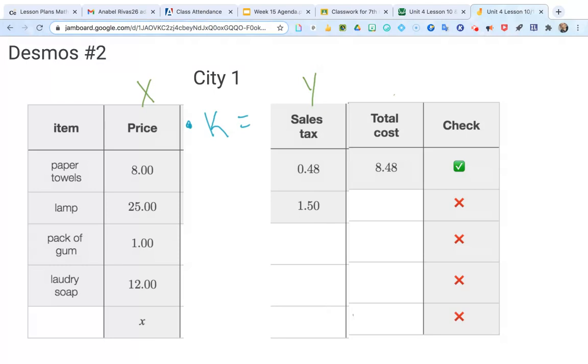So I'm trying to find out what is... okay, what is my tax? What am I multiplying by? So I'm going to multiply the price by my tax to get my sales tax. So what am I multiplying by? So I'm trying to figure out 8 times what is 0.48. 25 times what is 1.5. So I'm trying to figure out what I'm multiplying the price by to get sales tax.